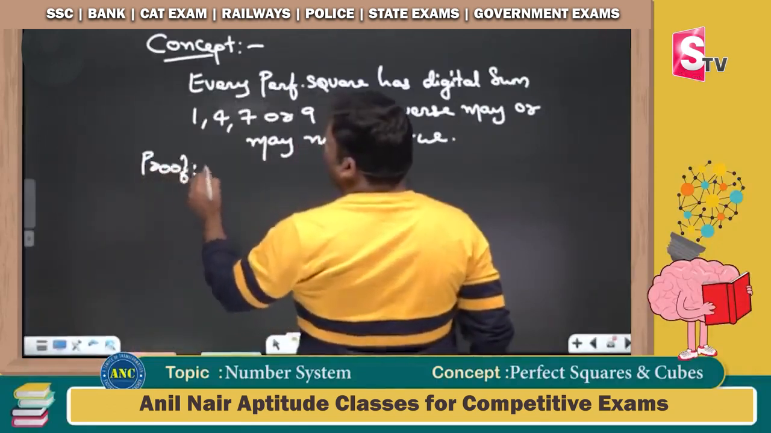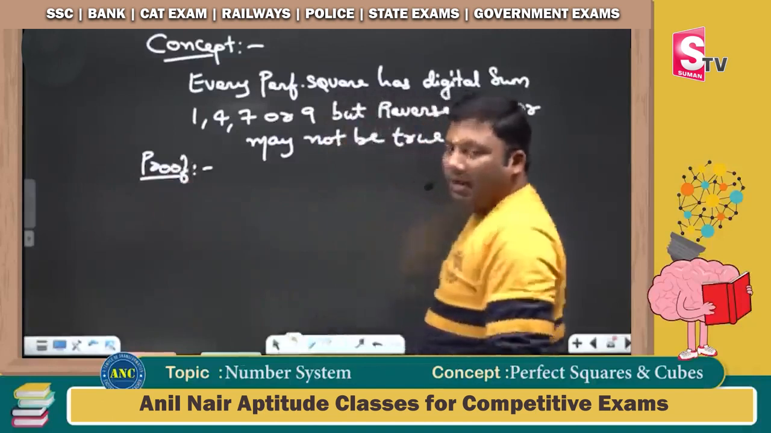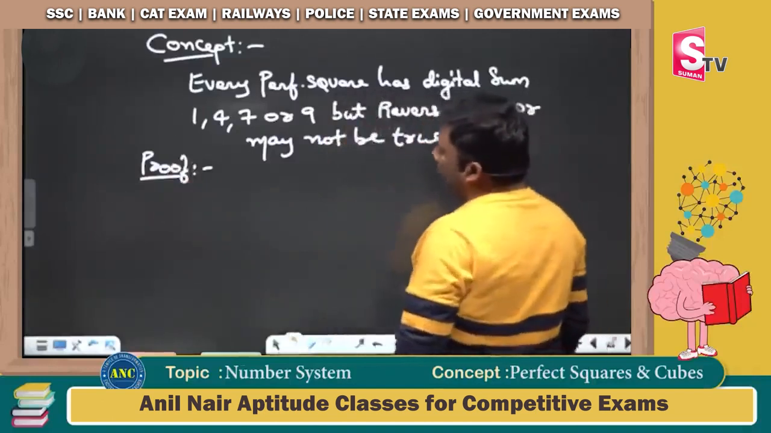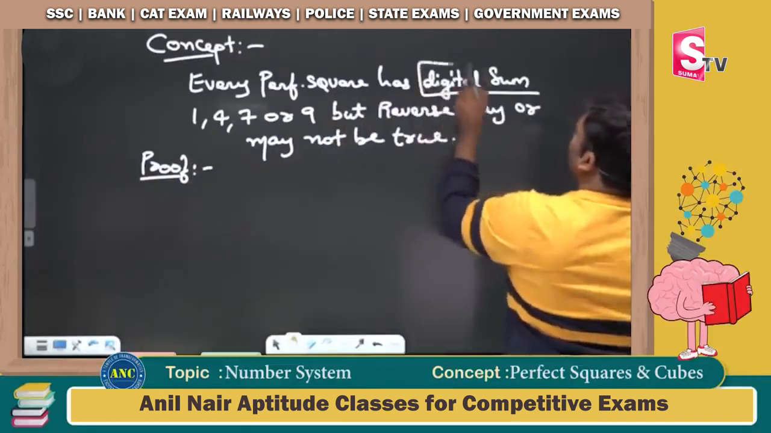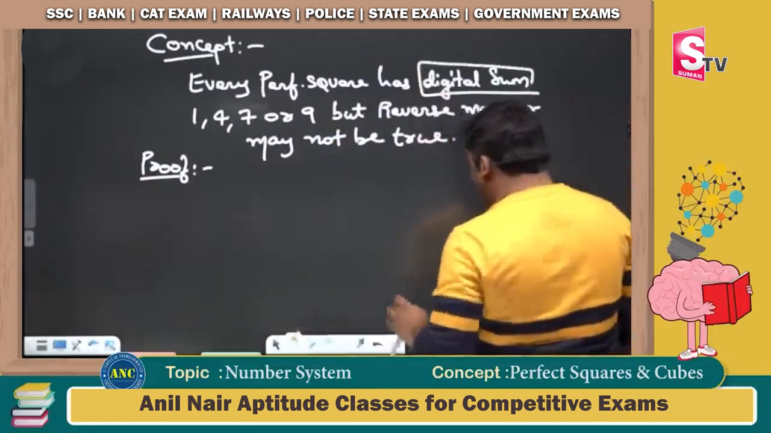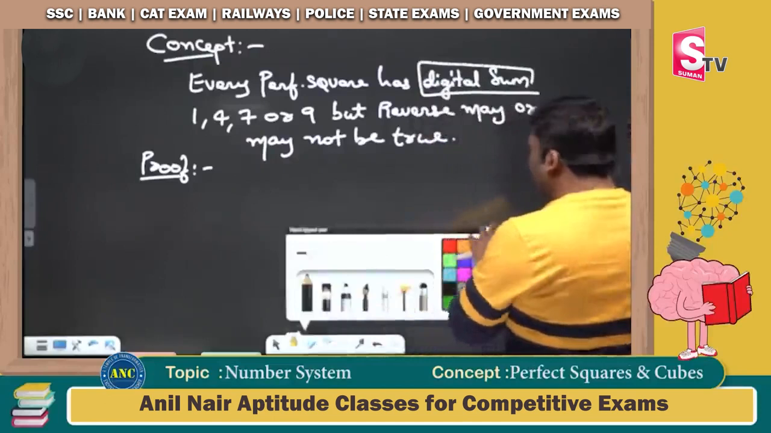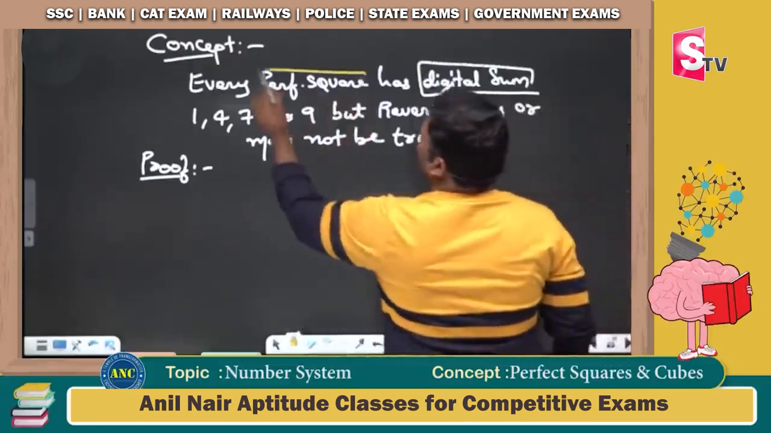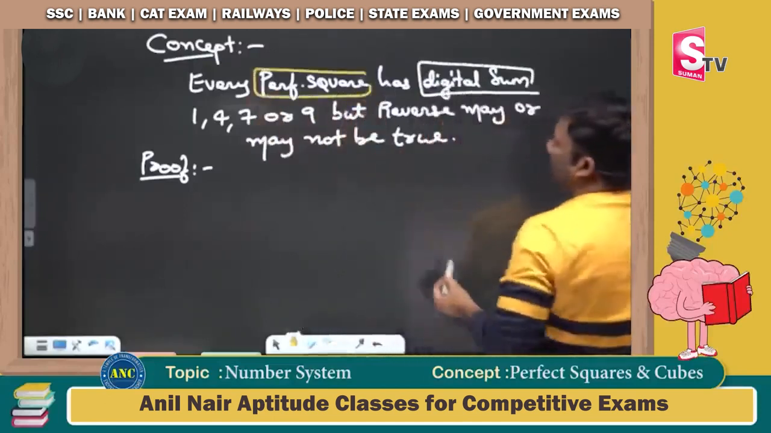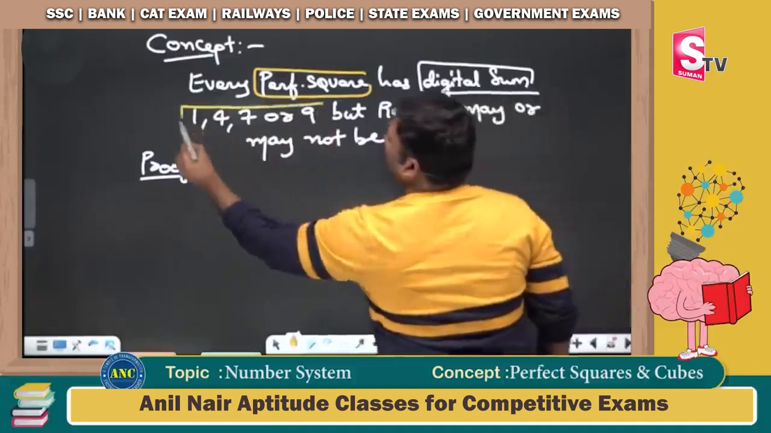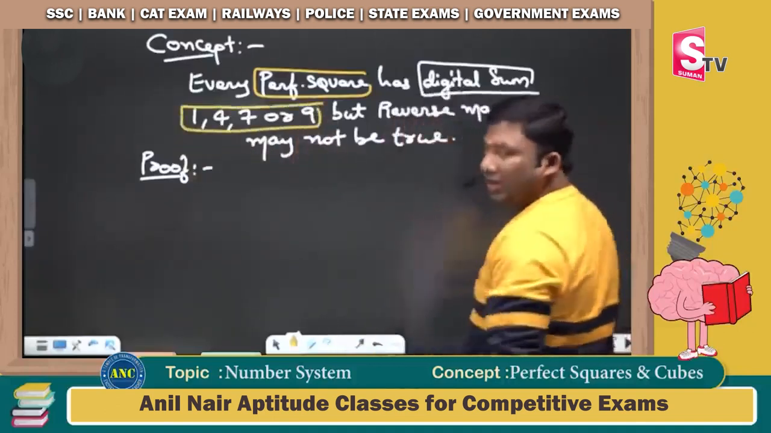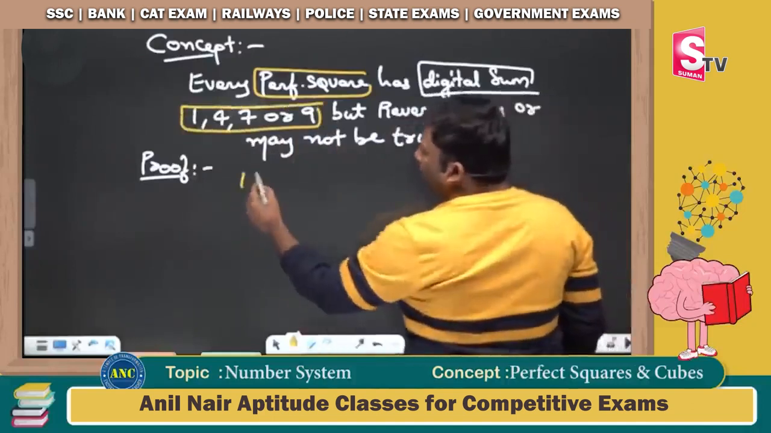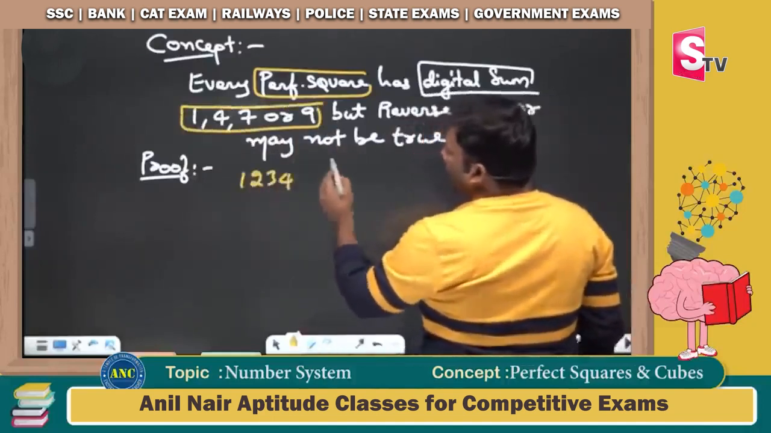Whatever concept I am explaining, if need be, I will create a proof for it. First, we will underline some important keywords. Keyword first one is digital sum. Another is perfect square, and the digital sum value will be 1, 4, 7 or 9. These are the three important keywords. Suppose 1, 2, 3, 4.